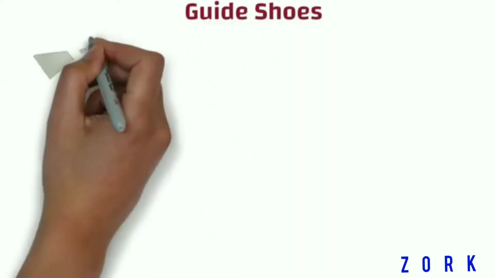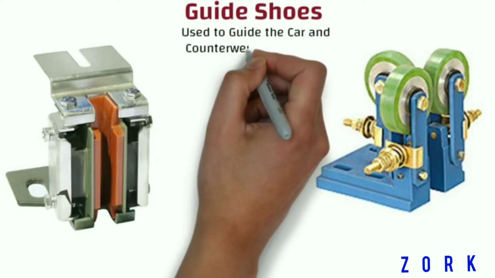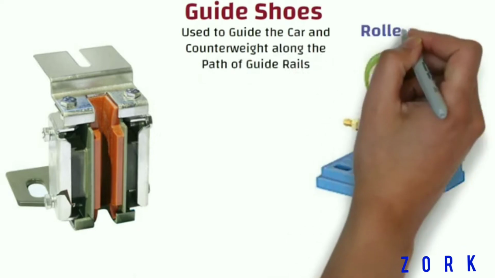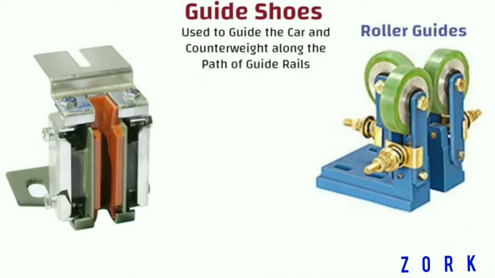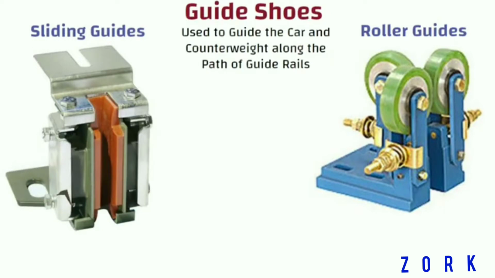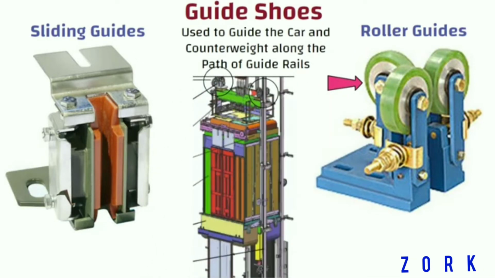Guide shoes. Guide shoes are the devices which are used to guide the car and counterweight along the path of the guide rails. There are two types of guide shoes. One, roller guide shoes, and two, sliding guides. Roller guides use rollers that rotate on guide rails. It has a set of 3 wheels that roll against the guide rails. You can see roller guide shoes on rails in this picture.